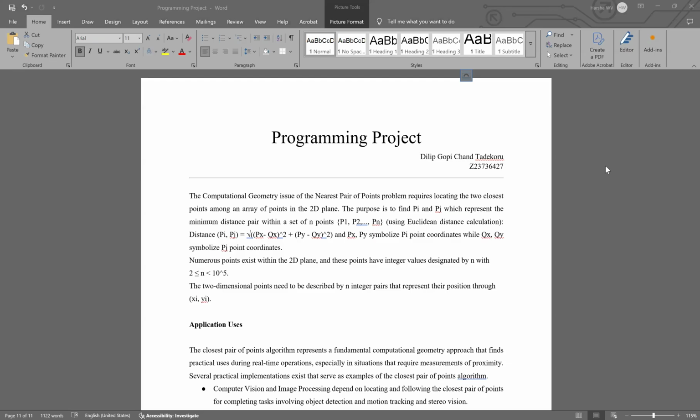Hello everyone, I am Dilip and this is the programming project that I've worked on. The topic that I've used here is finding the closest pair of points in a two-dimensional plane.